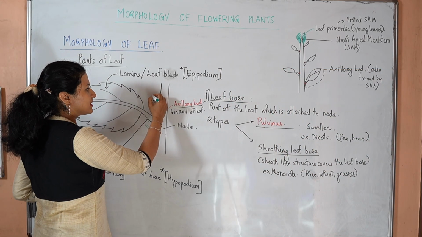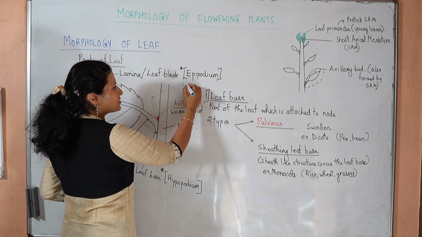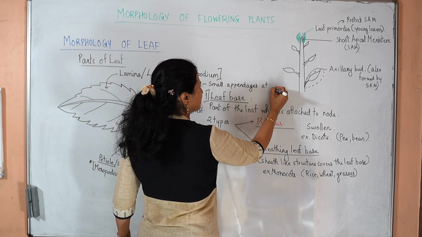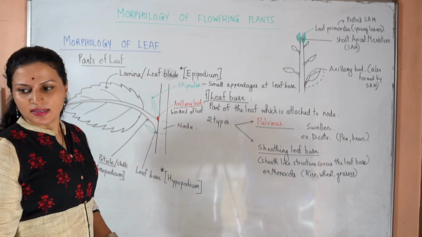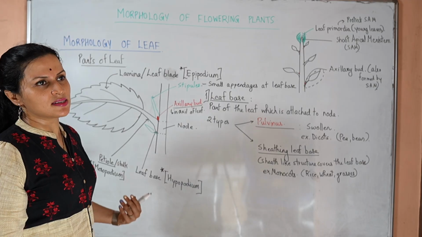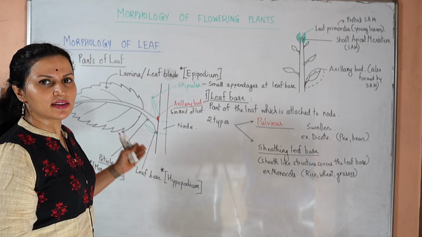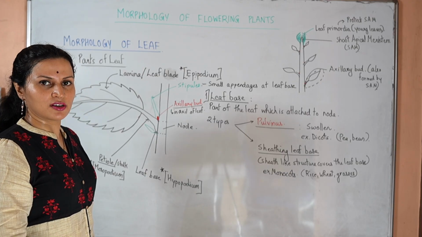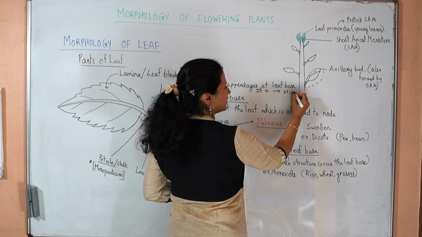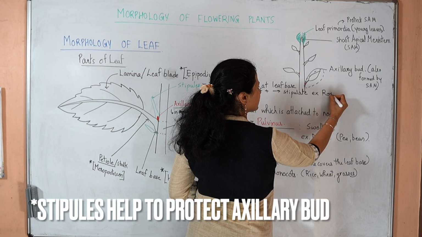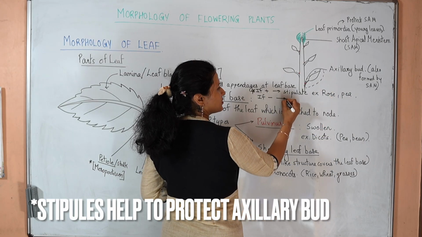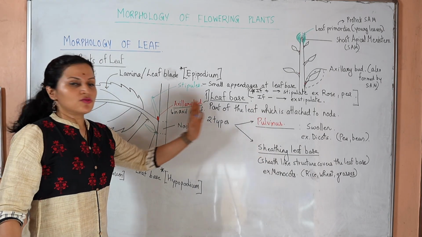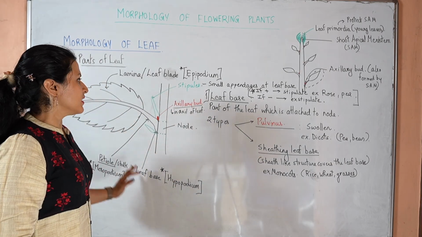These lateral outgrowths are called stipules, small appendages at the leaf base. They may be present or they may be absent. If present, the leaf is called a stipulate leaf. If absent, the leaf is called an exstipulate leaf. If present, stipulate leaf, example, rose and pea. If absent, it is called exstipulate leaf. Fine, so that was about the first part of the leaf, that is the leaf base.